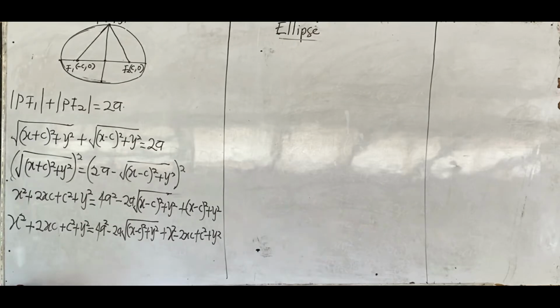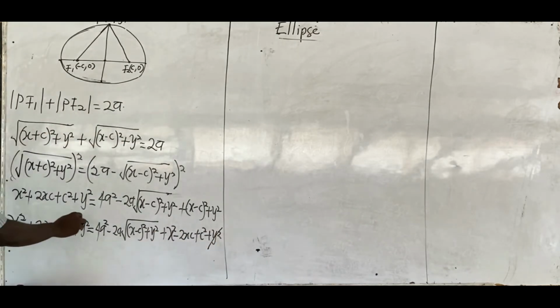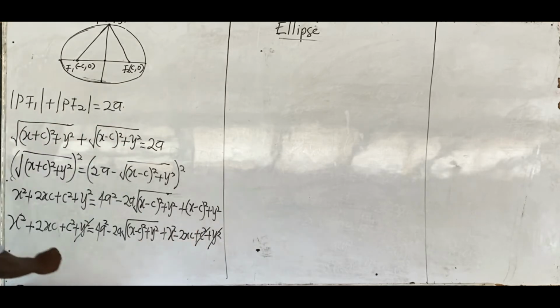Now, if you have it this way, this is positive y squared. On the other side, we'll cancel positive y squared here. We have positive c squared, we'll cancel positive c squared here.